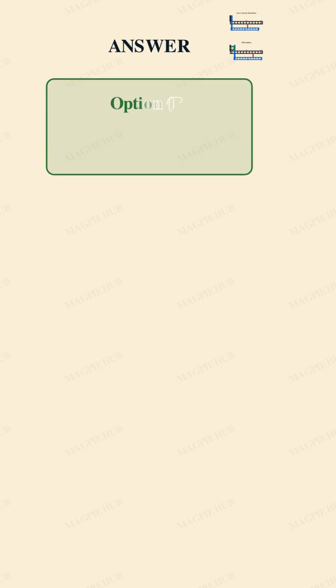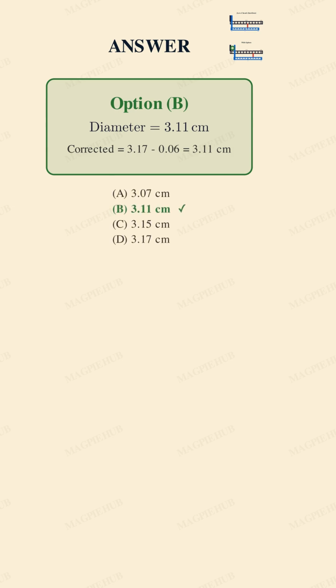The observed reading was 3.17, and after subtracting the positive zero error of 0.06, we get the corrected diameter of 3.11 centimeters. Option D, 3.17, is the uncorrected reading, a common trap.